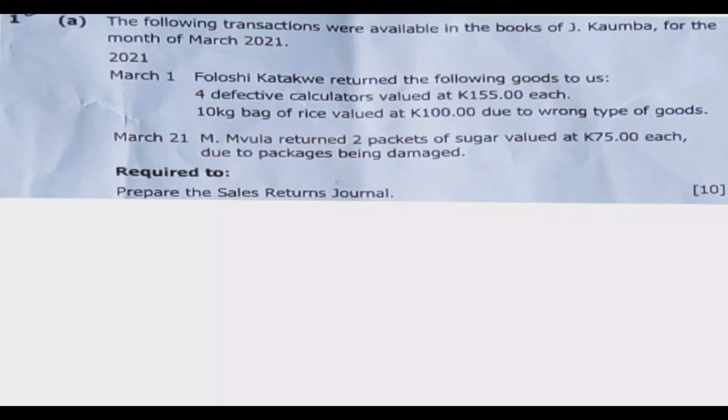On 21 March, Mvula returned 2 packets of sugar valued at 75 kwacha each due to packages being damaged. We are required to prepare the sales return journal. So in here we need to prepare sales return journal.